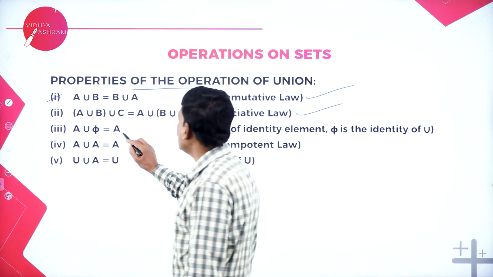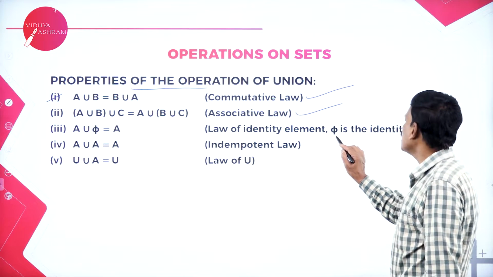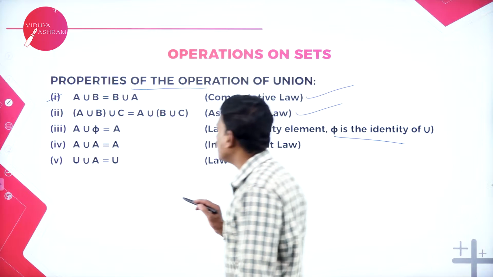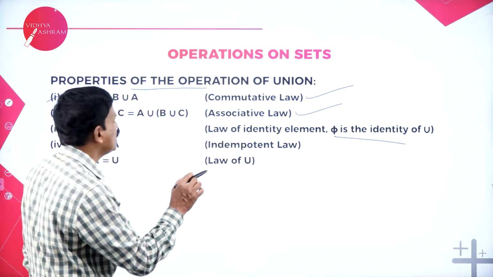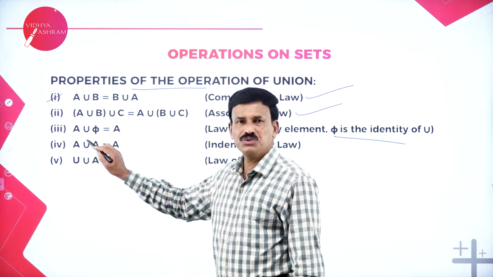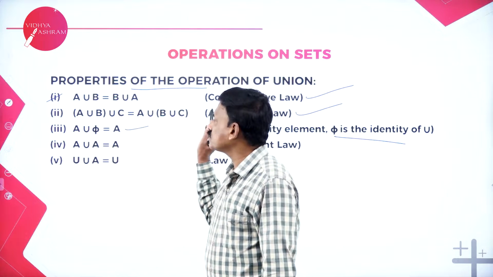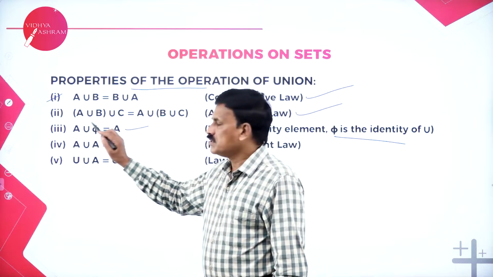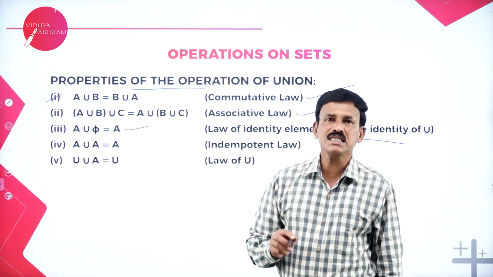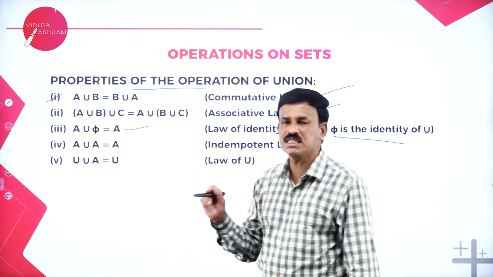Now, A union null set is equal to A. Law of identity element. That is identity element. This null set is an identity element of union. So, A union null set, the union of A and a null set is always equal to the same set A. If you take the union of a null set and the set, you will get all the elements of the set A itself, you will get the same set.